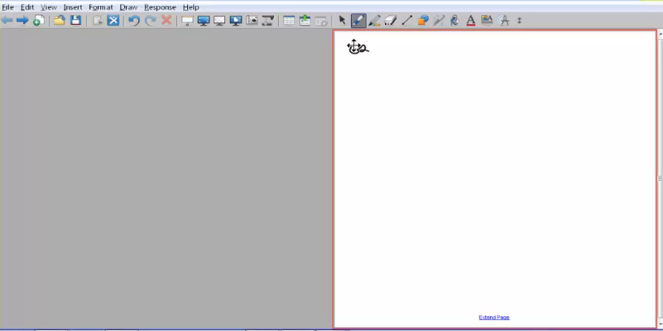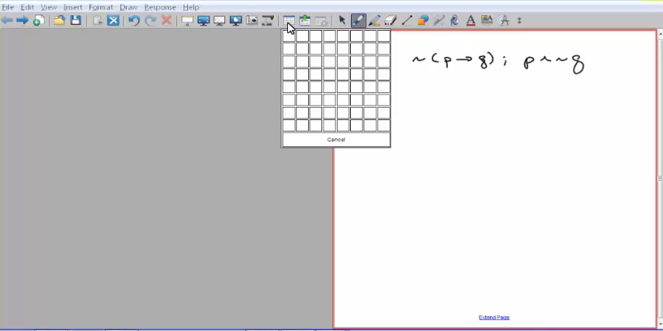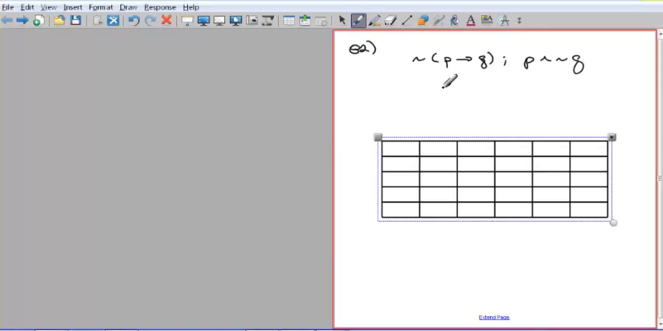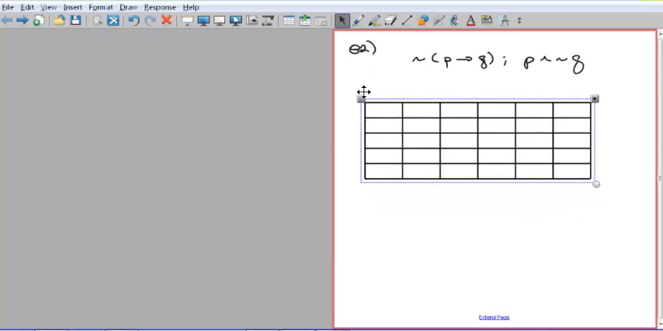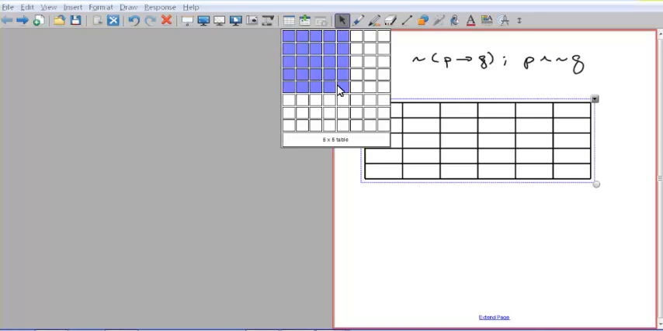So 82 has the negation of if P then Q, and the second statement is P and not Q. Okay, so we need 2 columns for P and Q, and 1, 2, 3, 4. This is 6 columns, and we need 5 rows. Okay, so that's the first one. We'll just put that there. And this one we just need 5 by 5.